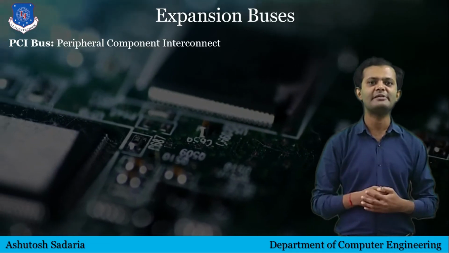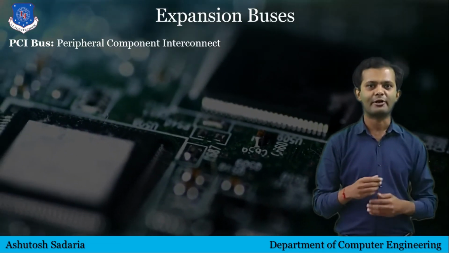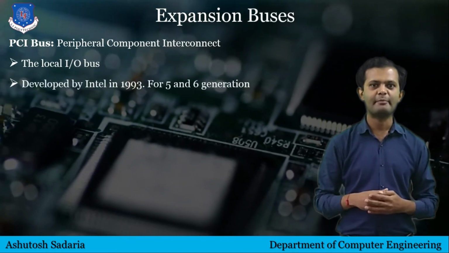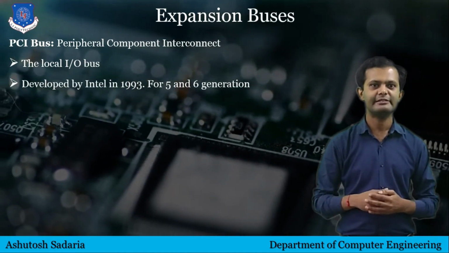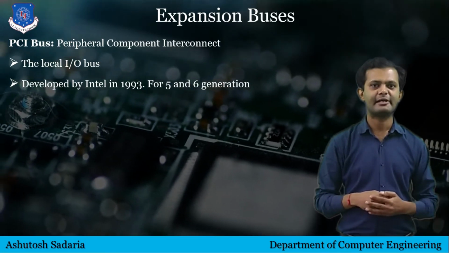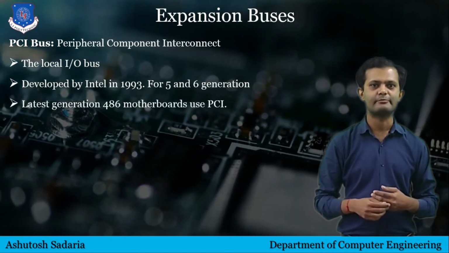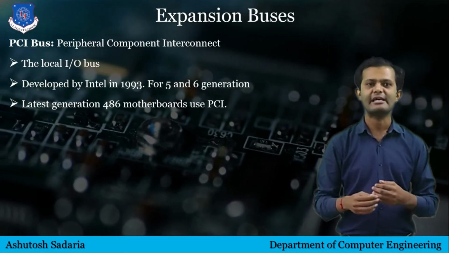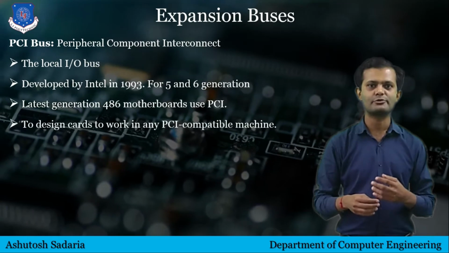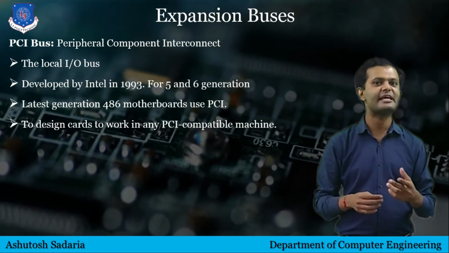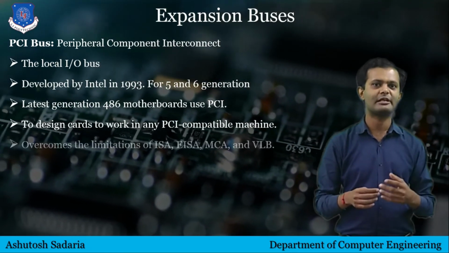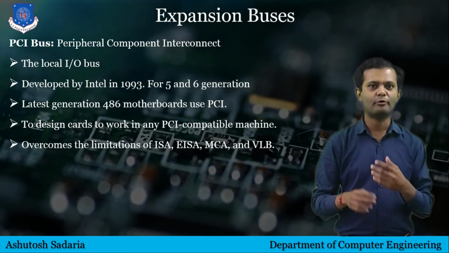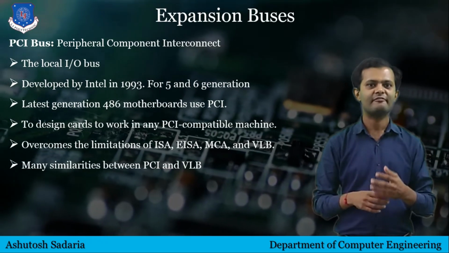The next and most popular bus is PCI. The full form of PCI is Peripheral Component Interconnect. It is also a local bus. PCI was developed by Intel in 1993. It is geared specifically to 5th and 6th generation systems, although the latest generation 486 motherboards use PCI as well. PCI allows developers to design cards that will work in any PCI compatible machine. It overcomes the limitations of the ISA, EISA, MCA and VLB buses, and it offers the performance needed for today's fast systems.